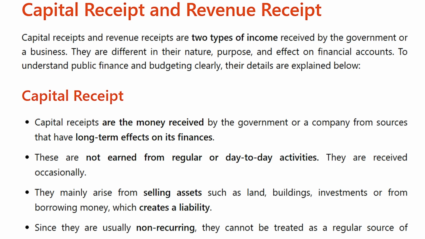Capital receipt. Capital receipts are the money received by the government or a company from sources that have long-term effect on its finances. These are not earned from regular or day-to-day activities, they are received occasionally. They mainly arise from selling assets such as land, building, investment, or from borrowing money, which creates a liability. Since they are usually non-recurring, they cannot be treated as a regular source of income.